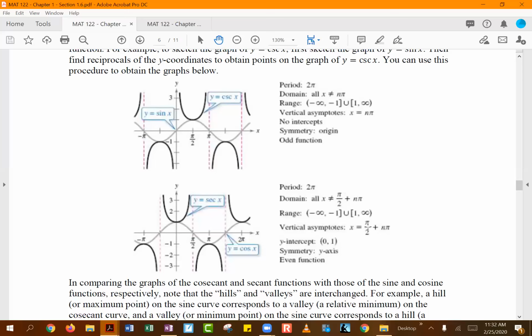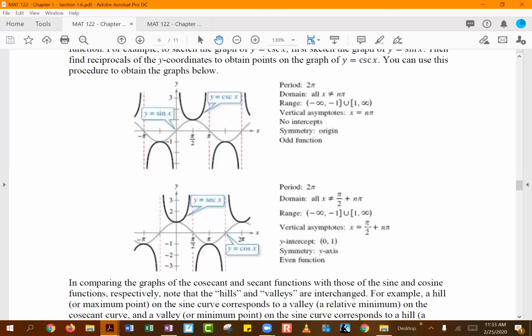For a cosecant function, you have no intercept. So it's not going to cross the x-axis. It's not going to cross the y-axis, because at the y-axis, this guy actually has a vertical asymptote. So it's not going to cross at that point. And then, of course, sine is an odd function, so cosecant is also an odd function, which means symmetry about the origin.